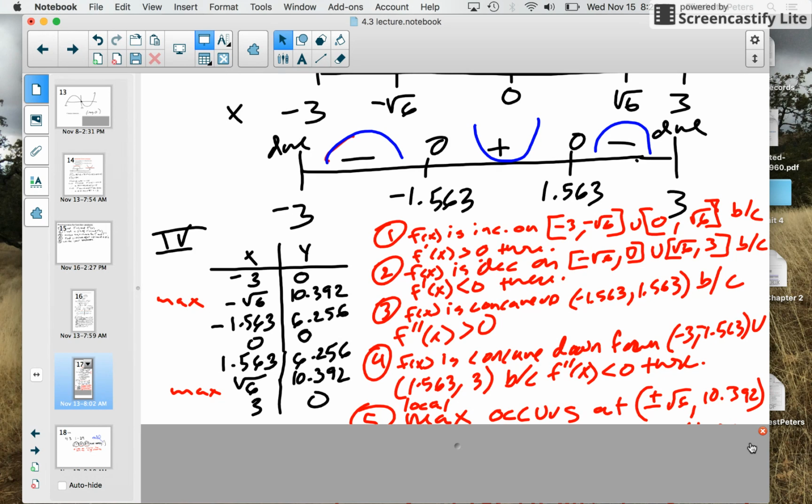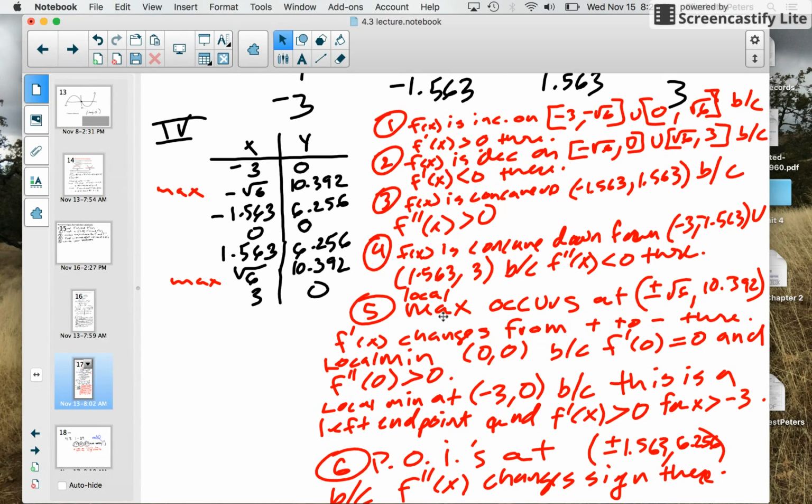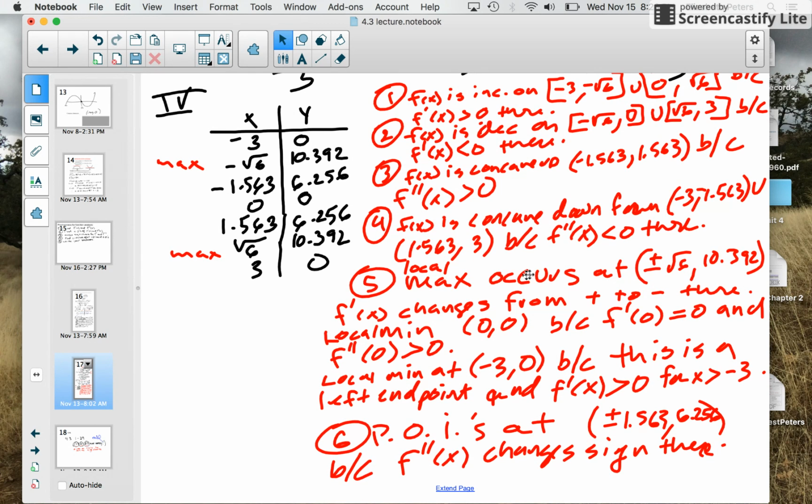Once we have all of these, we can write all of our sentences. We can write when f of x is increasing. We can write where it's decreasing. We can say where it's concave up, where it's concave down. We can write where our local max occurs and why we know that the local max occurs there. We can say where our local min occurs and why we know that's a local min. And then we can say what our points of inflection are. And we can say that we know that our points of inflection are places where we don't have a max or a min. They are critical points, but they are critical points where there is no max or min.